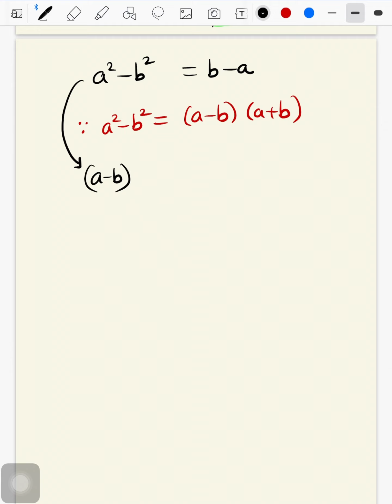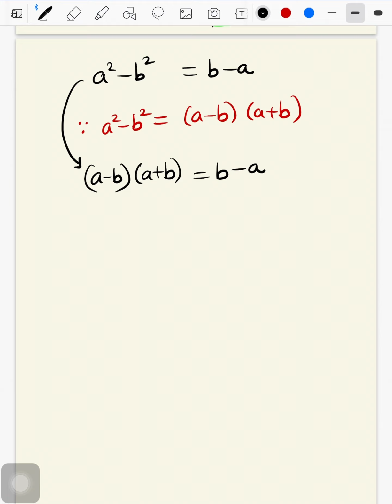One formula is clicking in our mind: we have the expansion formula for a square minus b square. I can write it as a minus b into a plus b. So let's use this formula in this step. So this will be a minus b into a plus b equals b minus a.